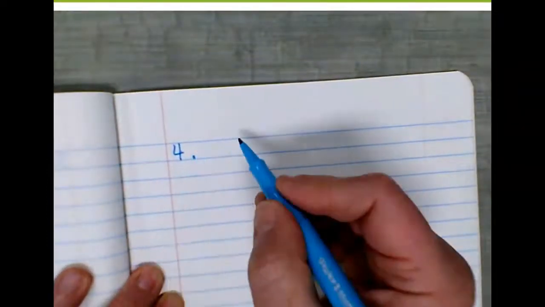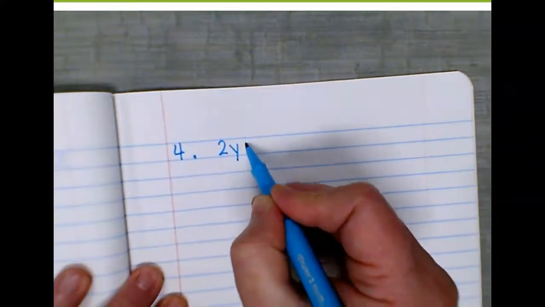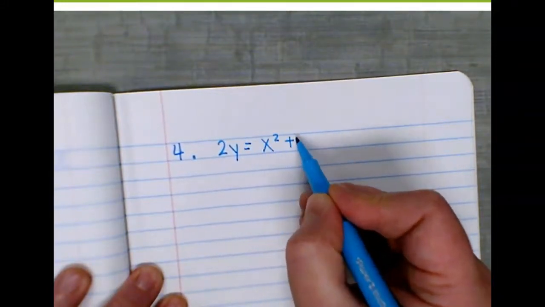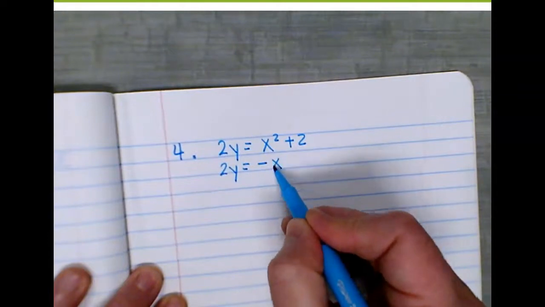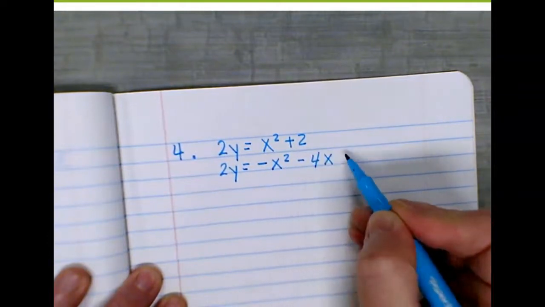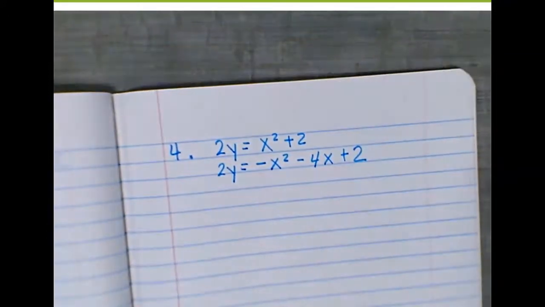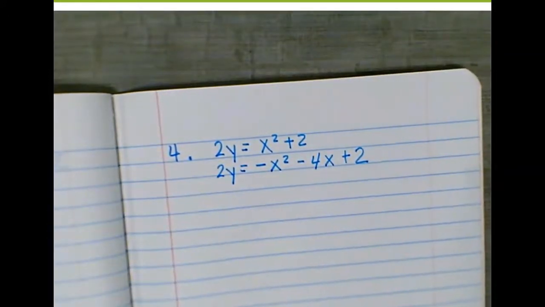Example number 4. Now, if I solve for y, I'm going to have some fractions. I don't like fractions. There is a smarter way on this one.